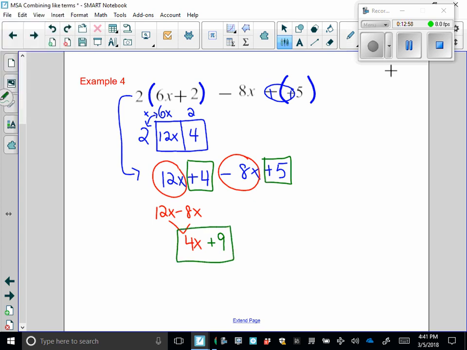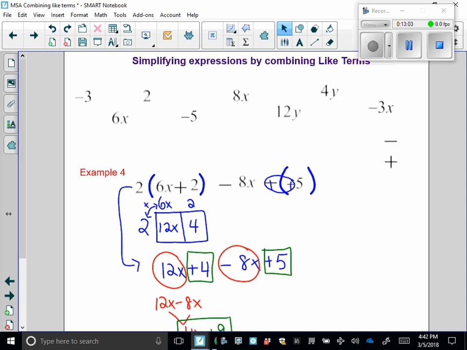So that's a summary of how to use combining like terms to simplify expressions.